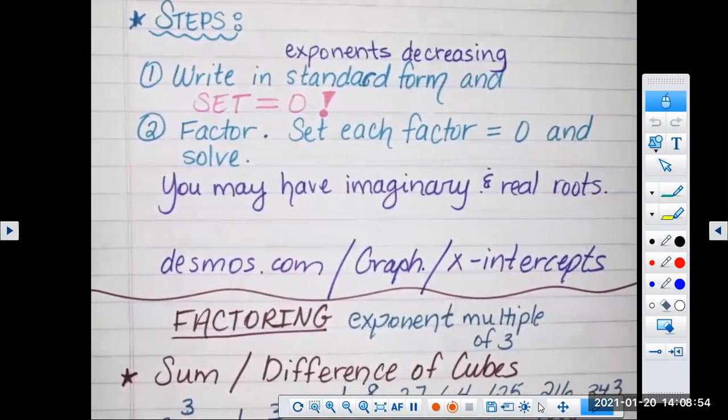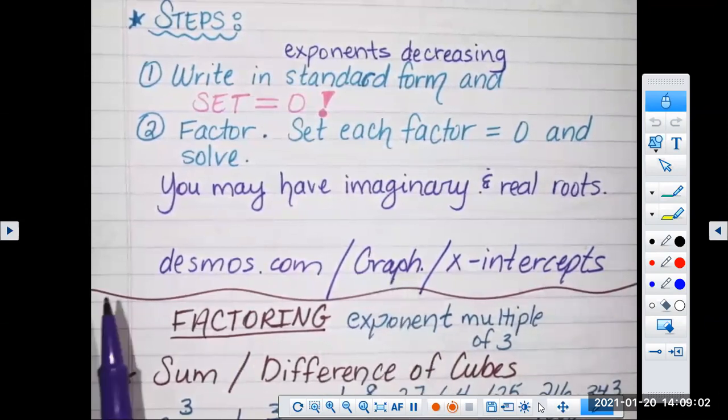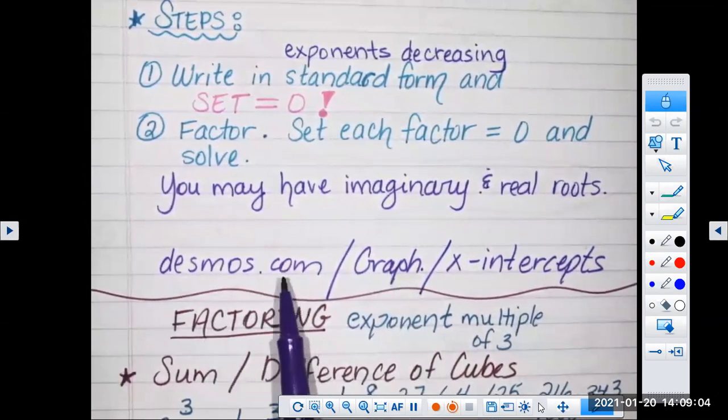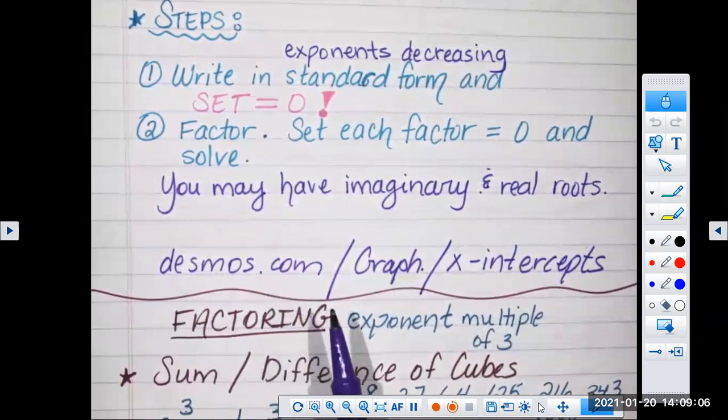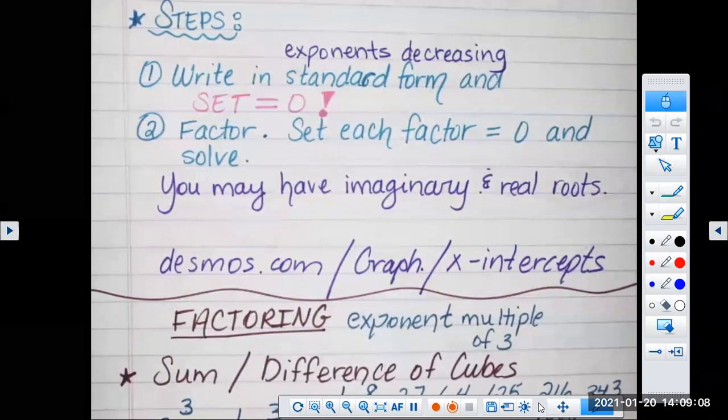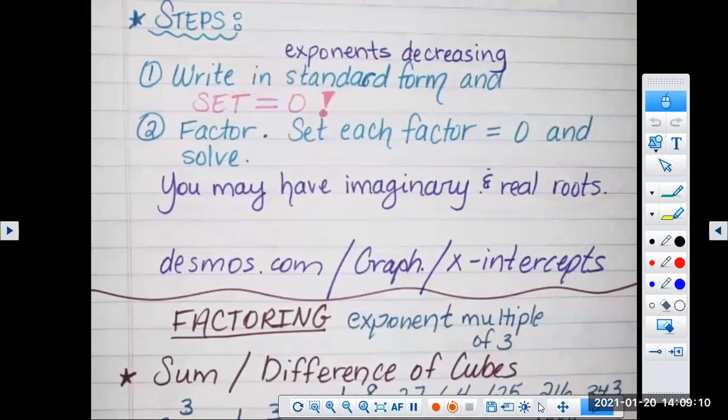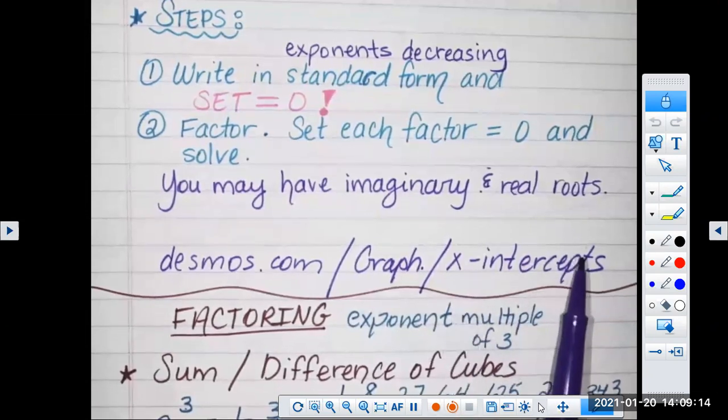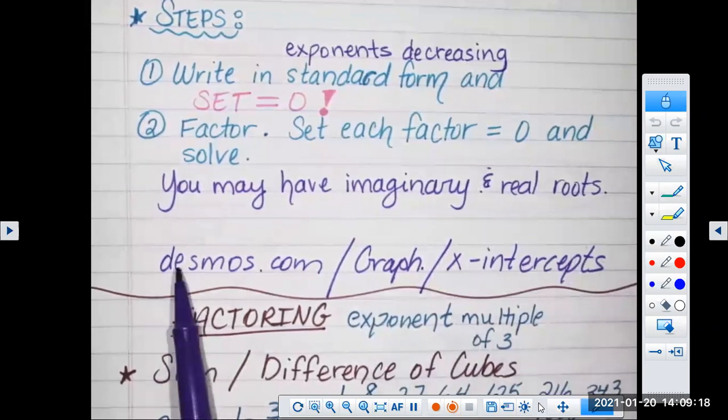Okay, if a polynomial will not factor, then how you solve it is by graphing. And you can go to desmos.com on your phone, on your laptop, and you type in your equation. I'm going to show you how to do that. You can graph it, find where it crosses the x-axis. That's your solutions. So this is actually a way you can check your work after you do it algebraically too.